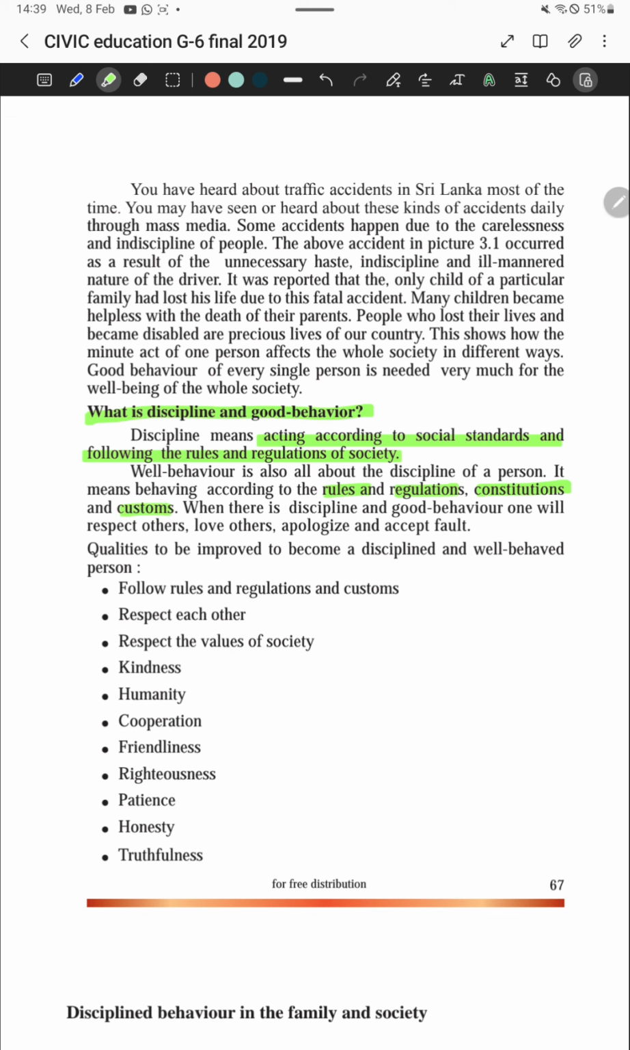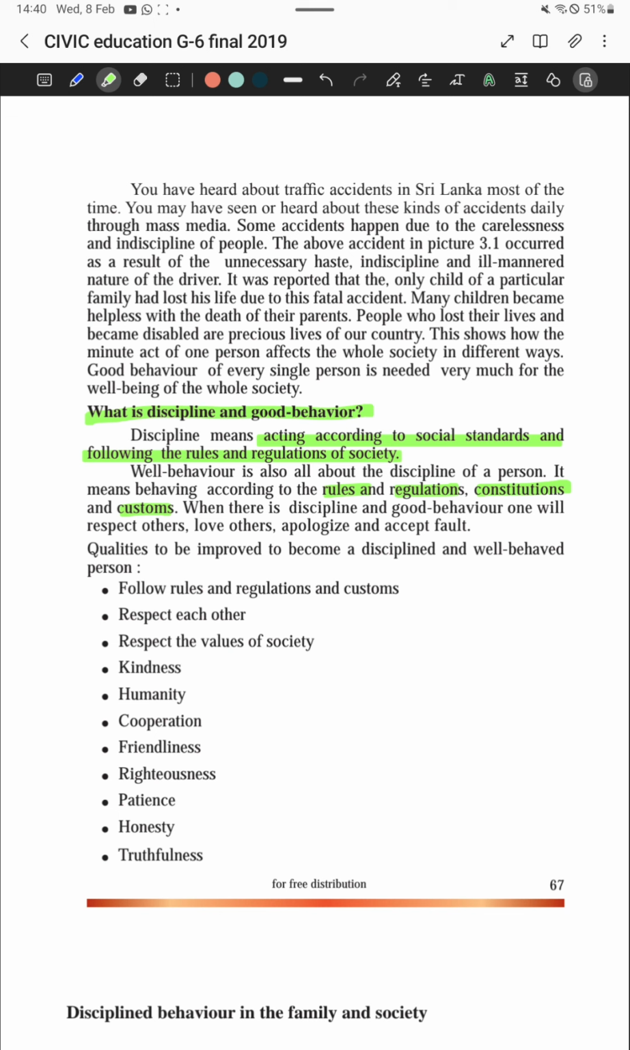So there are many rules, regulations, constitutions and customs. Customs mean the things that have come from the past, and constitutions mean the things that have been stated by the government, right? And also rules and regulations, which have come from the laws, right?